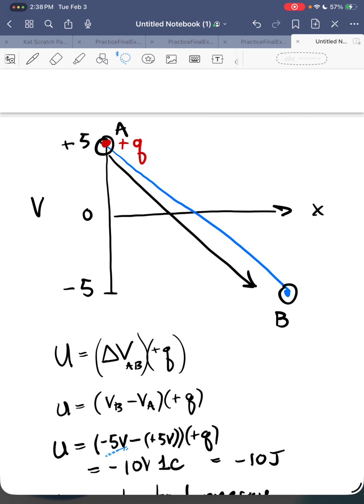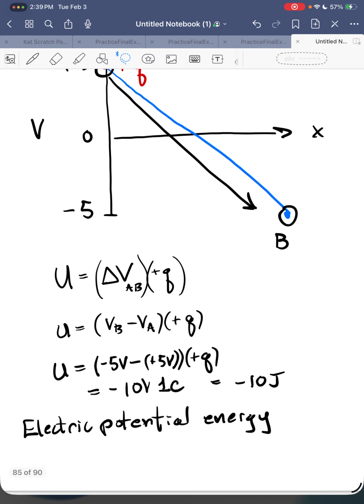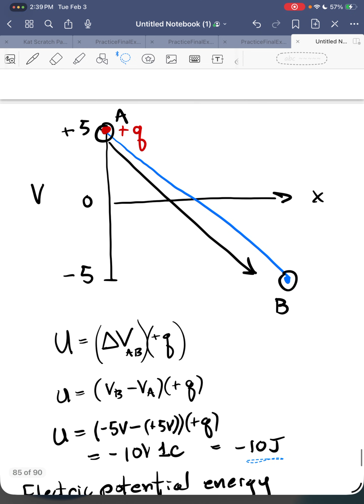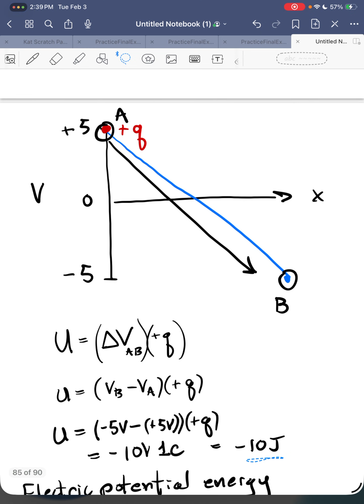So that's minus 5 volts minus 5 volts, that's minus 10 volts. So I take minus 10 volts, I multiply it by the charge, keeping track of the sign, it's plus. So negative times a positive is going to be negative 10 joules. So the potential energy is negative. What does that mean? That means I gave up potential energy when I moved the charge from point A to point B in this scenario.